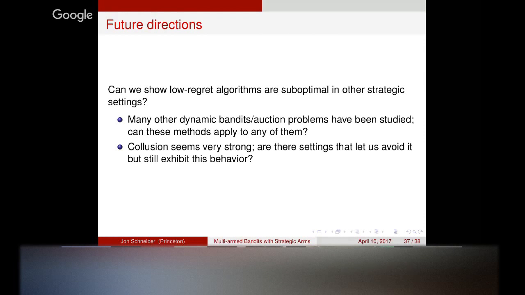And more in general, can we apply any of these methods to other situations? This showed a negative result, that you can't do good learning by using a low regret algorithm. Maybe you could turn this collusive strategy into a positive result and use it to exploit algorithms running low regret strategies. So maybe there are other dynamic bandits or auction problems where these methods can apply. And also, maybe in some of these settings, we can avoid this really strong behavior of collusion.